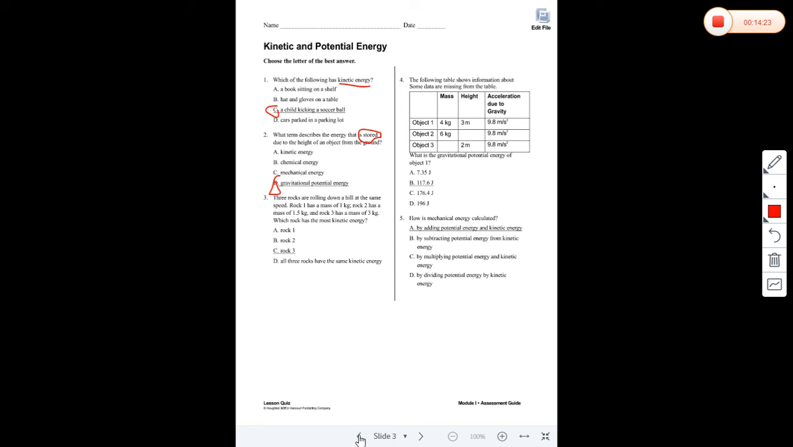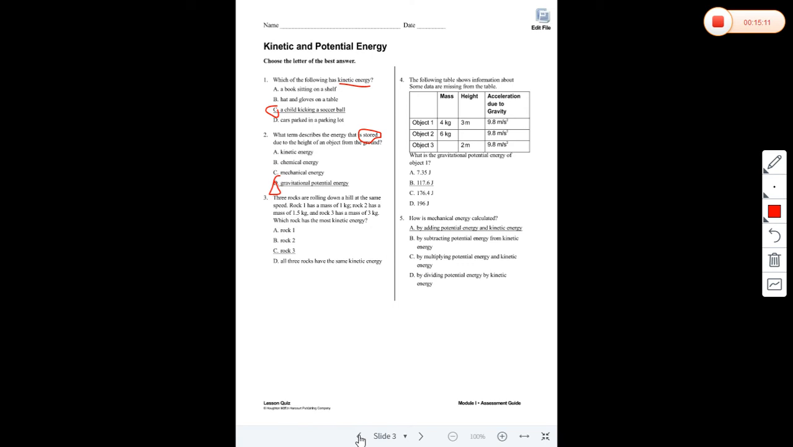Number 3, 3 rocks are rolling down a hill at the same speed. Rock number 1 has a mass of 1 kilogram. Rock number 2 has a mass of 1.5 kilograms, and rock number 3 has a mass of 3 kilograms. Which rock has the most kinetic energy? If you remember, in the last video of the first revision sheet, we said the law of kinetic energy is half mass multiplied by v squared, velocity or speed squared.